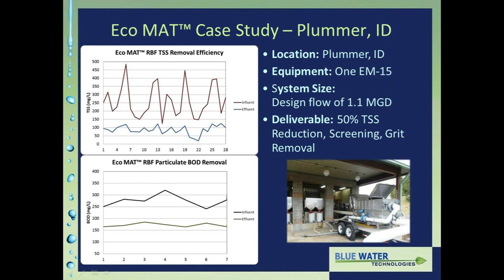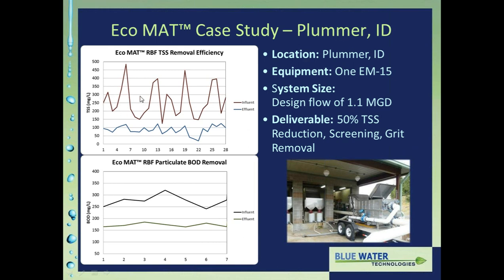What Blue Water did was we took one of our contract units, which again is trailer mounted. This is a 1.7 MGD capacity unit, the EM15, and their design flow for the plant is a 1.1, so it took their entire plant flow. Their goal was to get TSS removal, their screening and grit removal in an automated system.